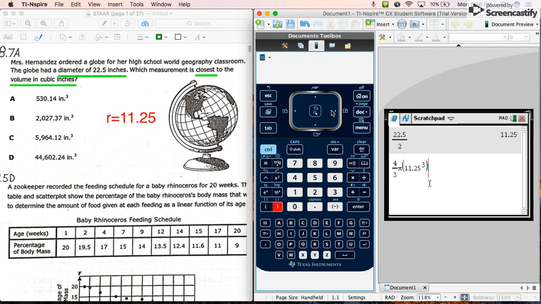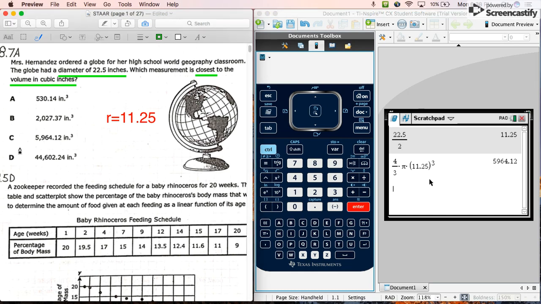What I want to do next is simply push enter. My answer is 5,964.12. My answer is C. Now, although the word closest was in my question, I actually got an exact answer. Is it always going to be like that? No, but in this case, it ended up being that way. So it worked out.